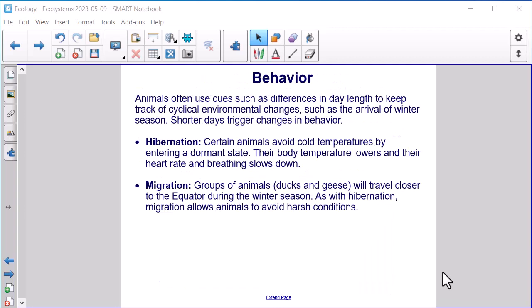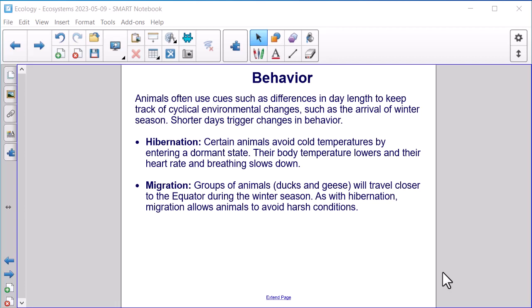Behavior. Animals often use cues such as differences in day length to keep track of cyclical environmental changes, such as the arrival of winter season. Shorter days trigger changes in behavior. Hibernation. Certain animals avoid cold temperatures by entering a dormant state. Their body temperature lowers and their heart rate and breathing slows down.